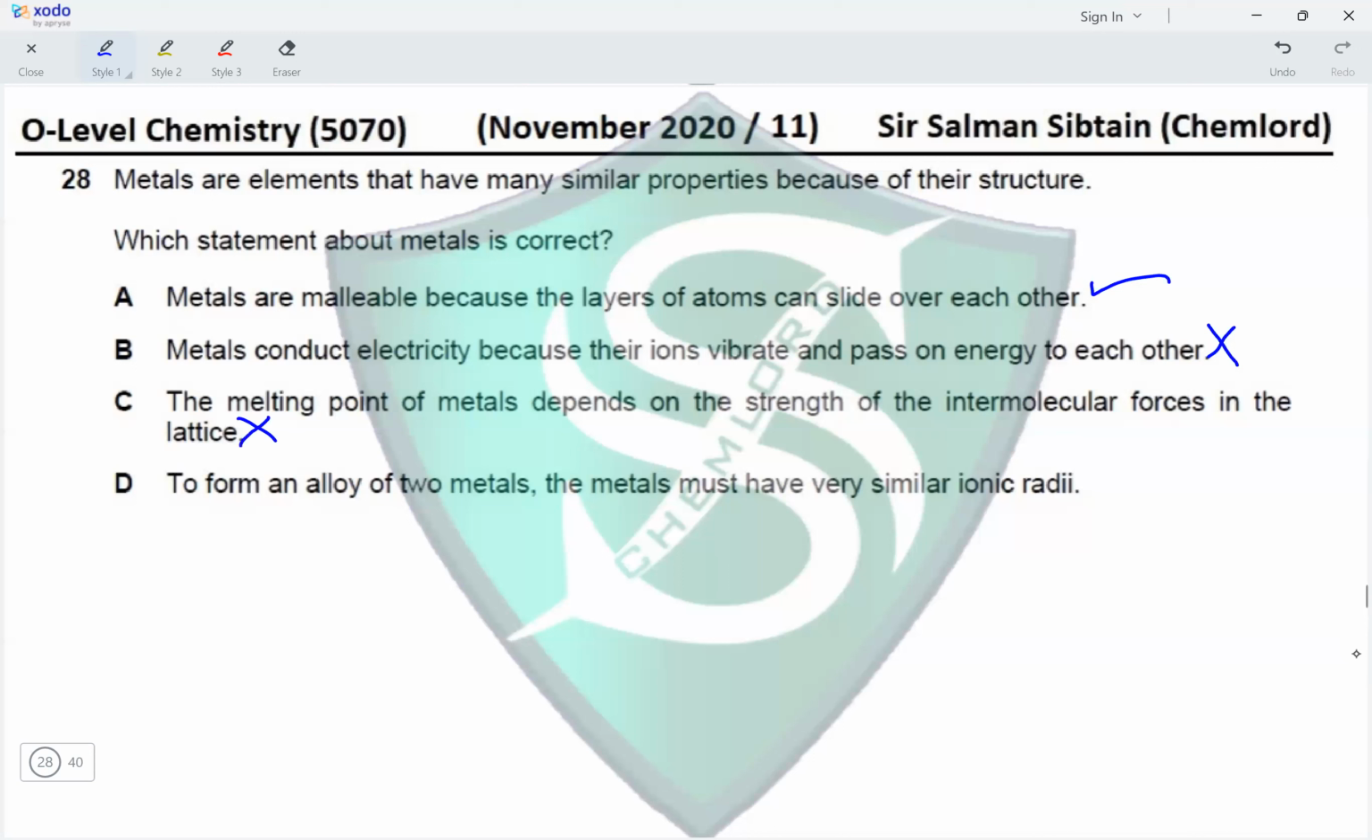To form an alloy of two metals, the metals must have very similar ionic radius. No, it is not a requirement. And it is not even needed that two metals form the alloy. We can have alloys of metals and non-metals as well. So this is also incorrect. So as a result, the correct option for this question is option A.